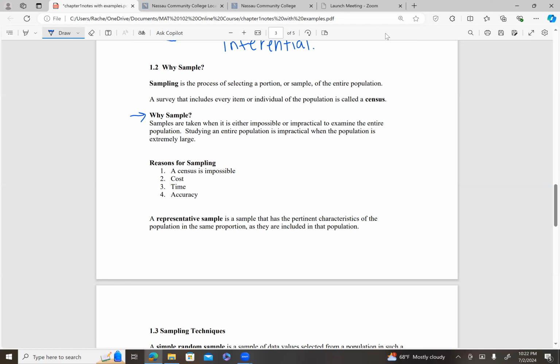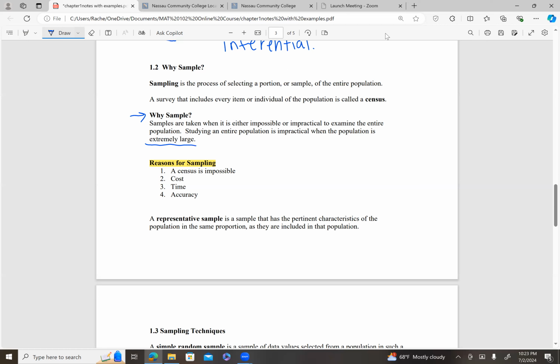Samples are taken when it's either impossible or impractical to examine the entire population. I think one of the biggest reasons realistically is that when the population is extremely large, it's very impractical. It's going to be very difficult to collect information on every item or individual in a population. But there's more reasons for sampling. So if we look at reasons for sampling, one, a census is impossible. That would be collecting information on the entire population, especially larger populations, not realistic.